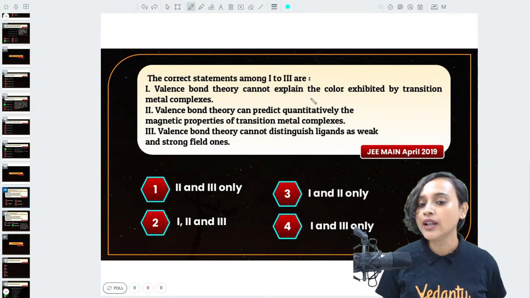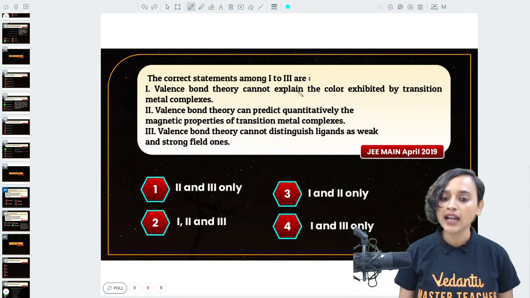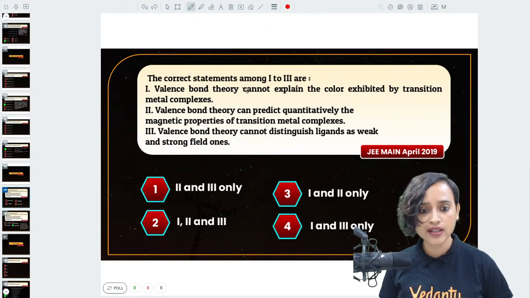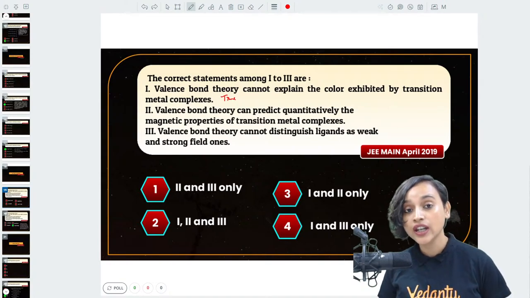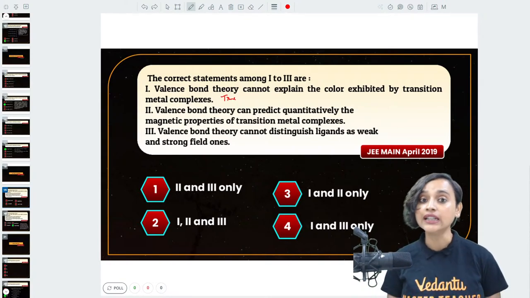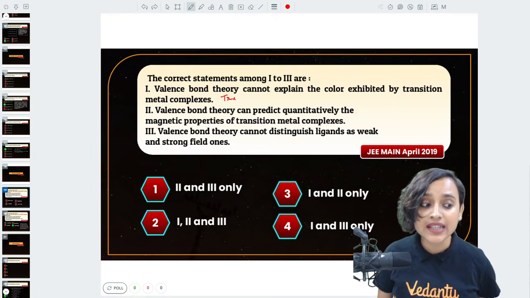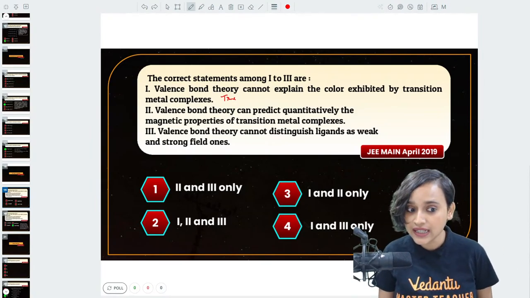The correct statement among 1, 2, 3: valence bond theory cannot explain the color exhibited by transition metal complexes. Absolutely, this is true. Valence bond theory could not explain the color exhibited, and that's why we had to move towards the different theories. We had to move towards CFT, we had to move towards MOT, isn't it?